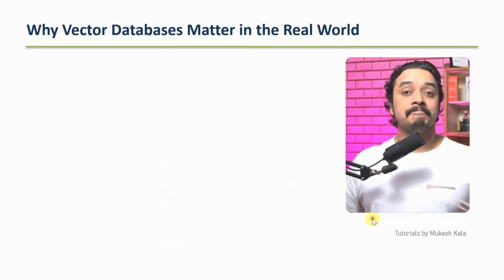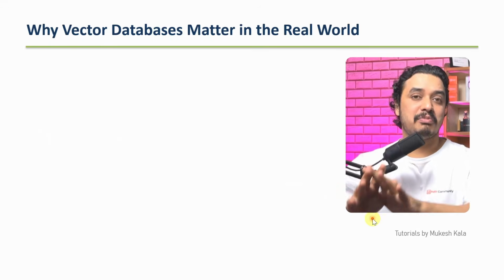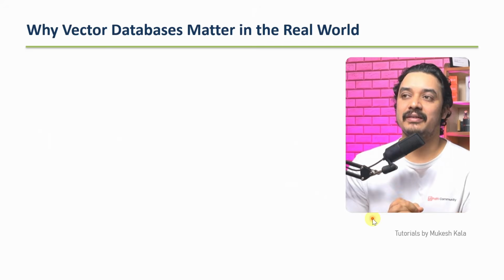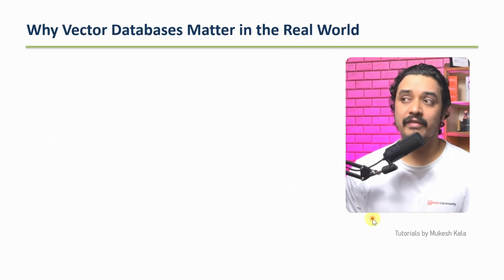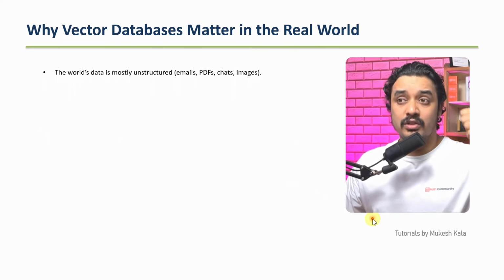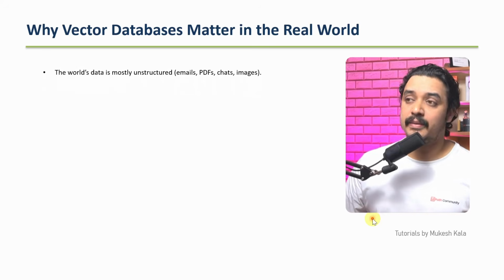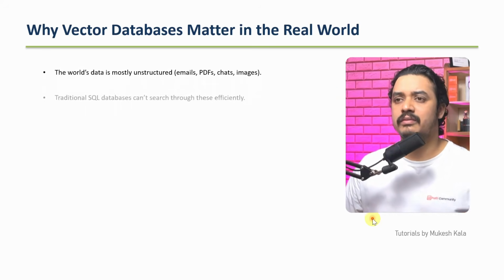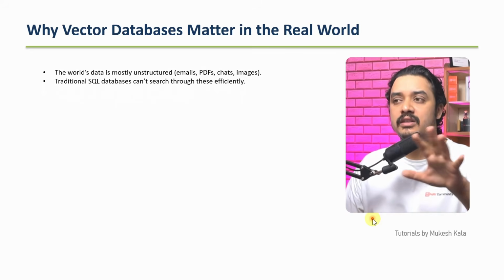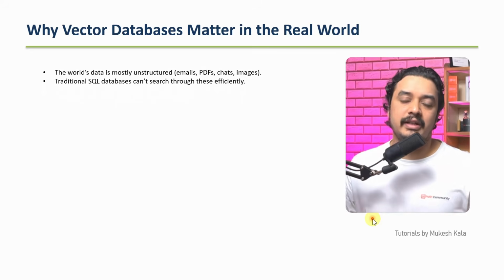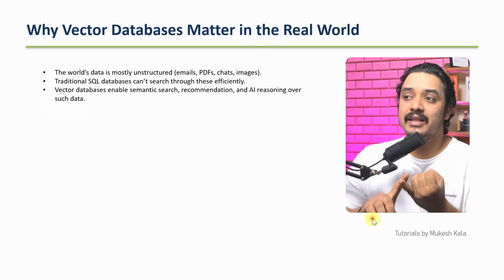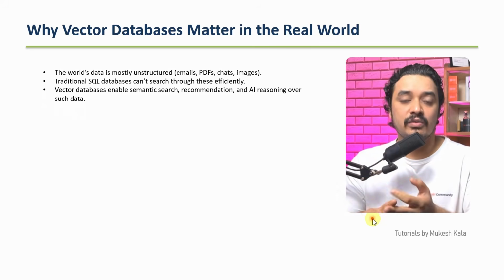Okay. Cool. So now, till this point, we understand what a vector database is, how it is different, why it is important. Now the question arises, why are vector databases actually required in the real world? Most of the data is unstructured, as we already mentioned: emails, PDFs, chats, images, posts. Traditional SQL can't search the data effectively because the data is stored in rows and columns. Vector databases enable semantic search, recommendation, AI reasoning over such data, right?